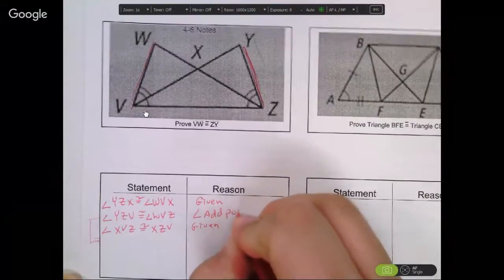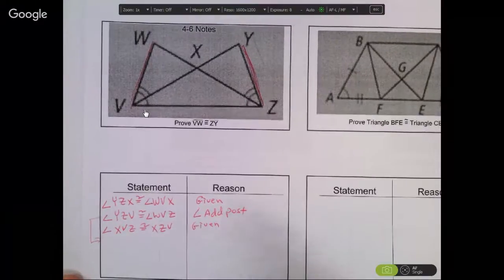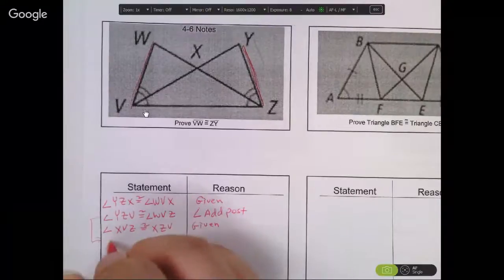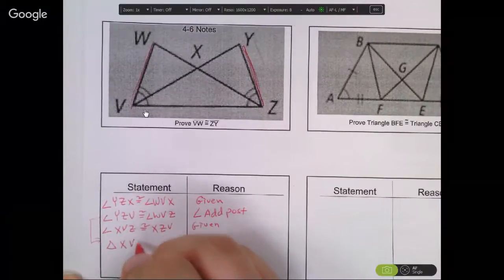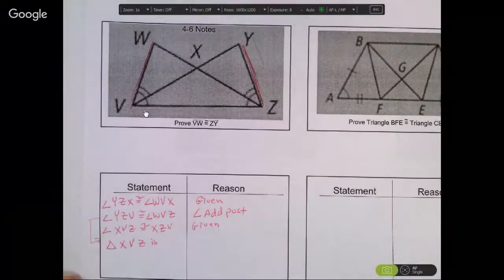Can't you say triangle XVZ is isosceles because of the definition of isosceles? XVZ, yes. So, well, okay, yeah. So triangle XVZ, slow down. Okay, sorry.